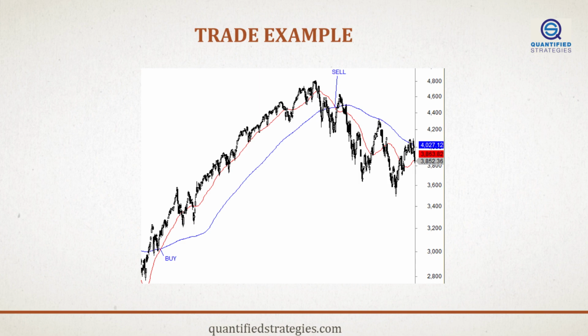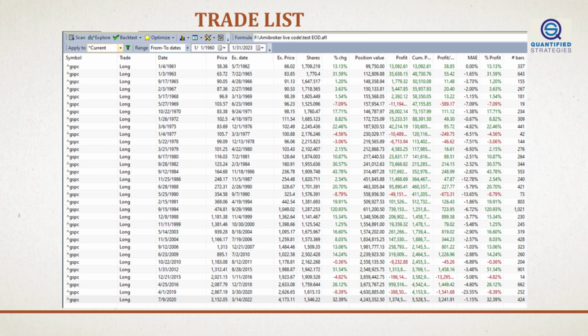But how does the Golden Cross strategy perform over the long term? We backtested the strategy on the S&P 500 since 1960, and you can see the full trade list here. The strategy primarily involves minimal activity, resulting in a small number of trades, specifically 32 in total. Each trade is held for approximately 350 days.